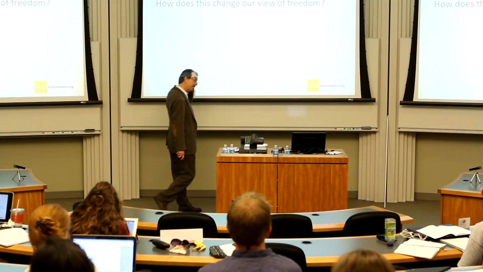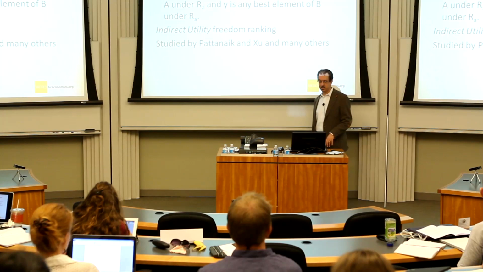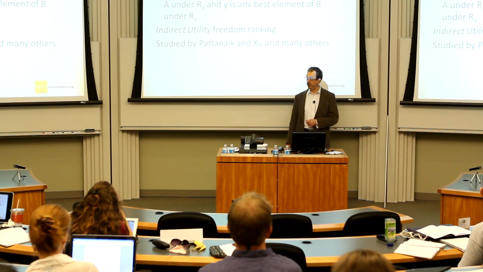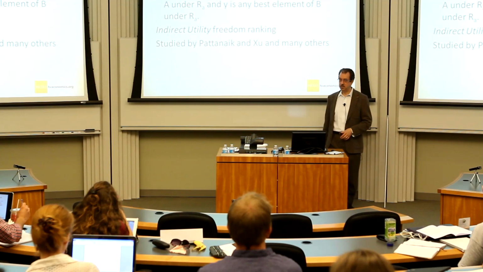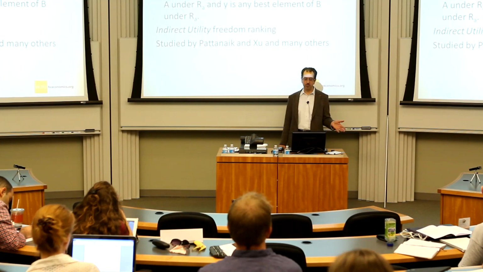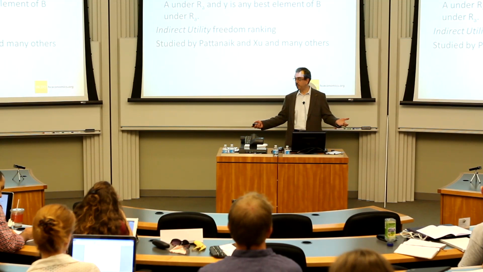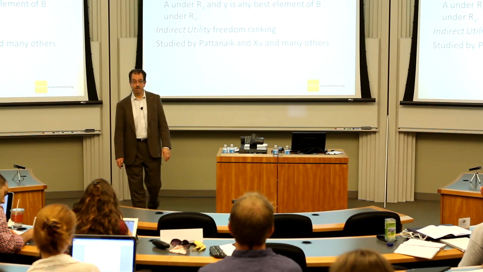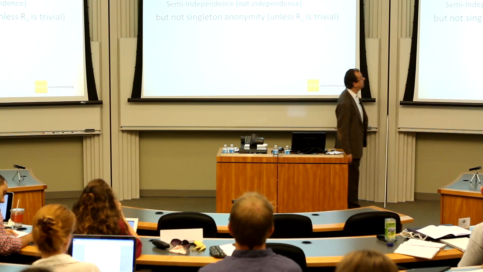Define the indirect utility ranking as follows. A has at least as much indirect utility freedom as B, if and only if x, the little x, is as good as little y for any best element of A and best element of B. So you compare best elements, and that's how you choose everything. So all you're paying attention to is the best element. Who cares about sets? This is very traditional, and this is also studied by these folks. It's a complete ordering, satisfying monotonicity, though not strict.